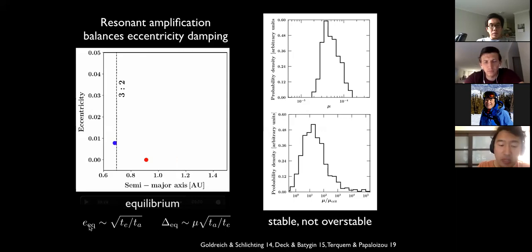An equilibrium eccentricity, it makes perfect sense. Qualitatively, the shorter is T_e, the more effective eccentricity damping is, then the smaller is the equilibrium eccentricity. Likewise, the faster is the migration, the smaller is T_a, then the larger is the equilibrium eccentricity. And associated with that equilibrium eccentricity, there's an equilibrium separation. Delta goes as pomega dot, which goes as 1 over the eccentricity. The smaller the eccentricity, the faster the apsidal regression, and the more the planets get wedged apart.